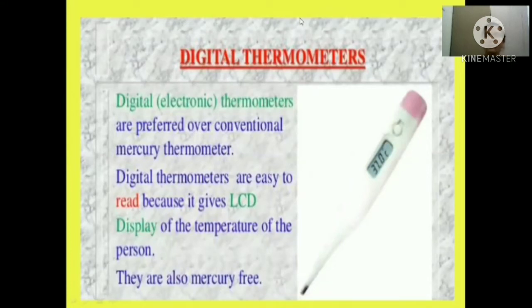As you know, in the previous part we discussed the clinical thermometer. As you can see in the picture, we have an image of a digital thermometer. ये आपका क्या है? Digital thermometer है. As you can see, the LCD screen is here and the temperature is given as 27.0 degree centigrade. Okay, so it's a normal human body temperature.